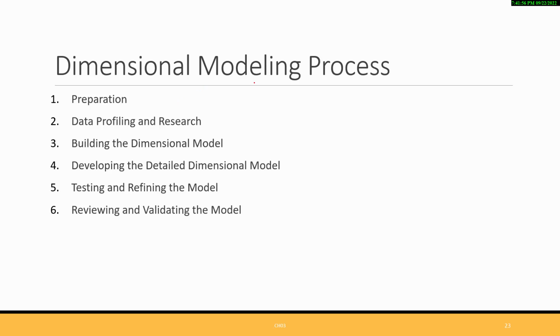Dimensional modeling is an iterative process. You start with preparing your tables or data, then you do data profiling and research, and finally this is the step when you start building your dimensional models. But again, it's an iterative process. So you would first make your detailed dimensional model, but that's not enough. You will go ahead, test it, and based on the testing, you will refine the model, and review it again and again, and make sure the final model you come up with is a validated model.